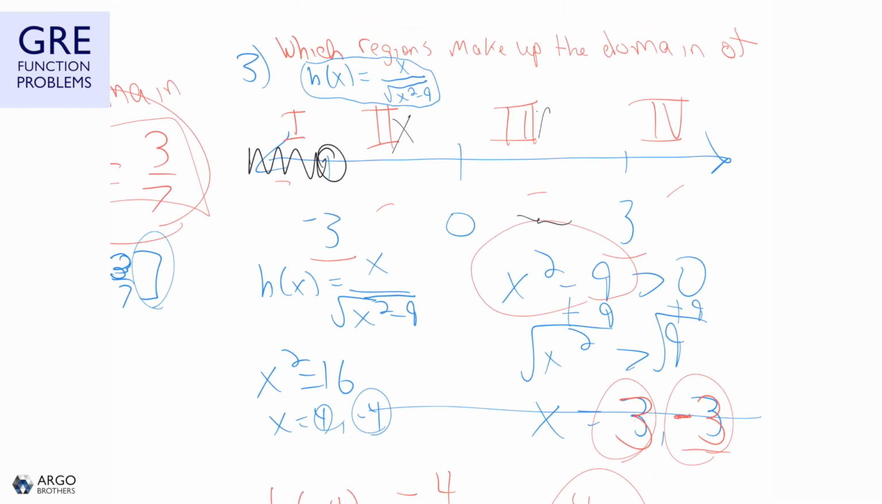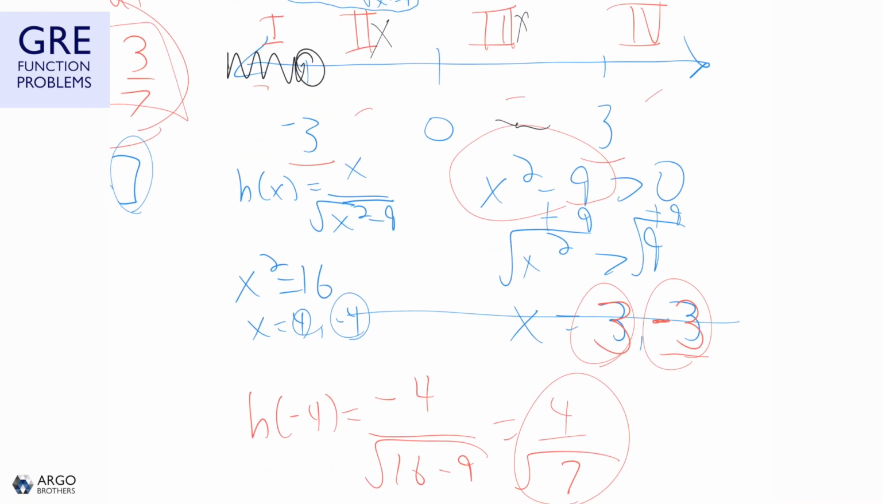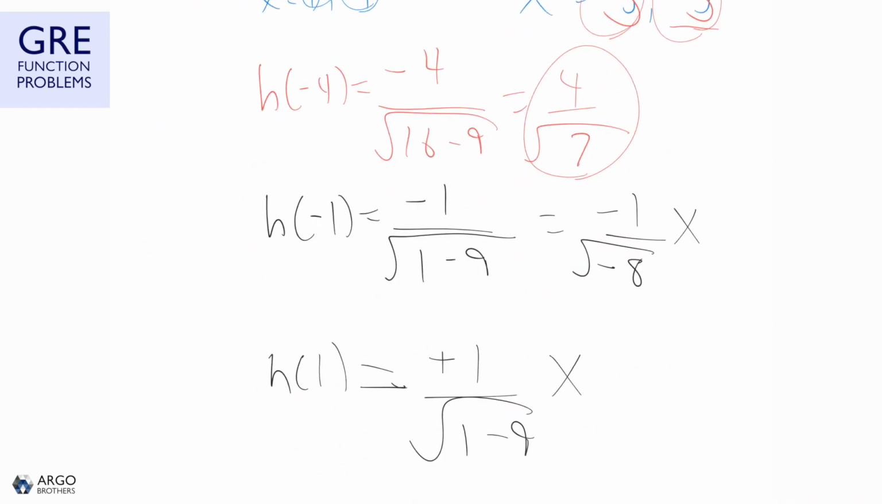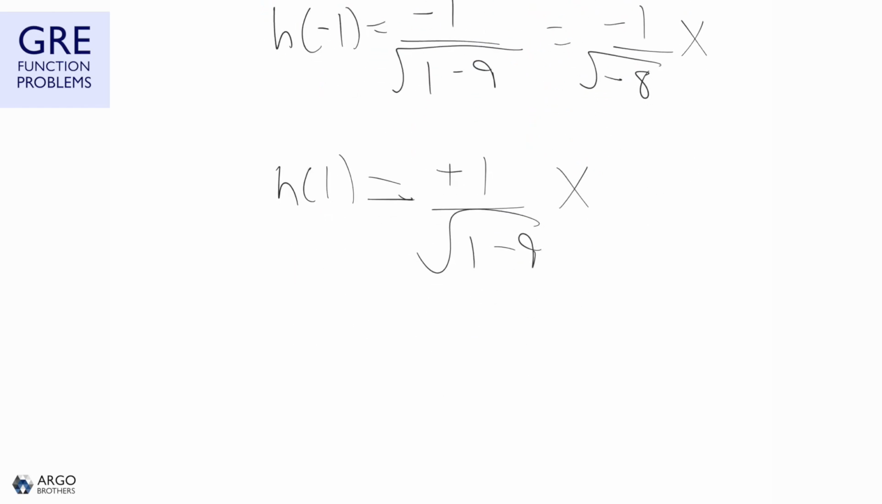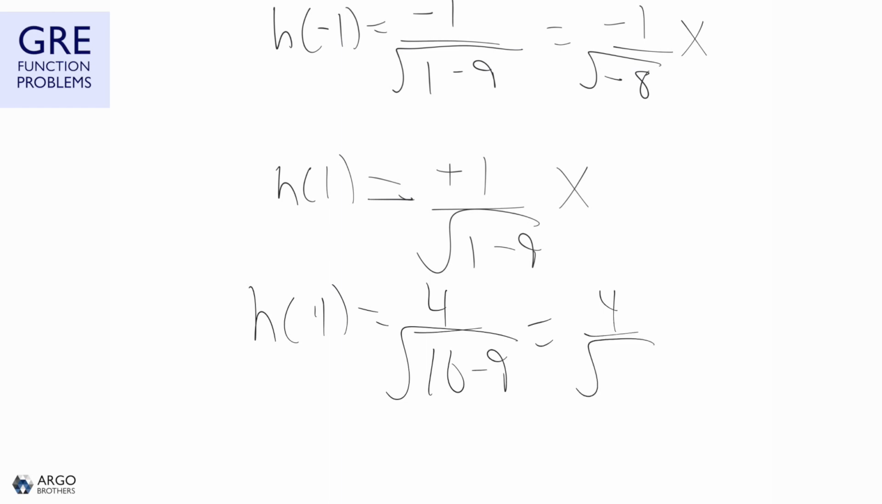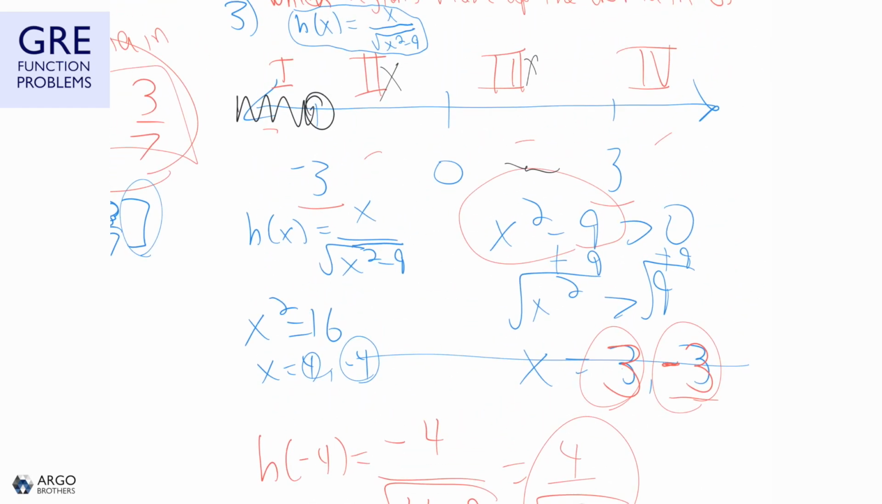That does not work. And now we try region 4, and we could try the value 4. So h of 4, what is that? That would be 4 over the square root of 16 minus 9, which is what we got in the beginning, which is 4 over the square root of 7, and that works. So the regions that work are the two end regions. So these two with an open circle. So less than negative 3 and greater than 3.